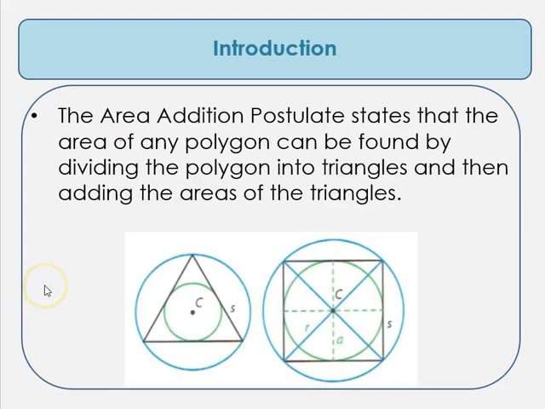The area addition postulate states that the area of any polygon can be found by dividing the polygon into triangles and then adding the areas of the triangles. And we've been doing this in the last few lessons. Let's take a look at the square. If we draw diagonals on this square, we have two large congruent triangles. We also have four small congruent triangles. And with this, we can actually use 90 degree triangle or right triangle properties to solve.